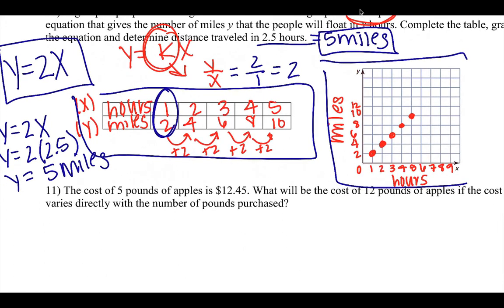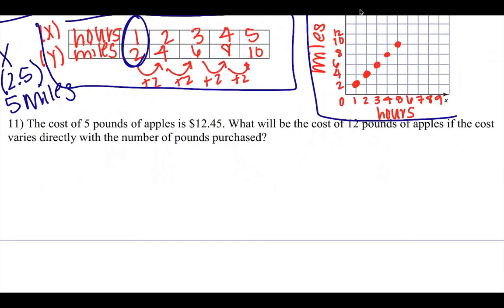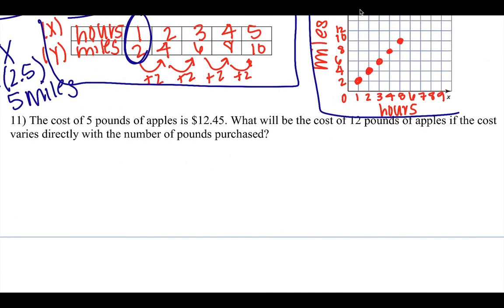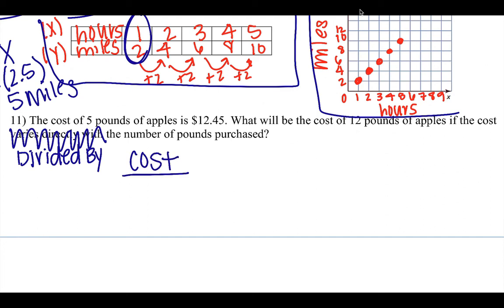Okay, last number. The cost of 5 pounds of apples is $12.45. What would the cost be for 12 pounds of apples if the cost varies directly with the number of apples purchased? So we have cost divided by the number. Cost divided by number of apples, right?